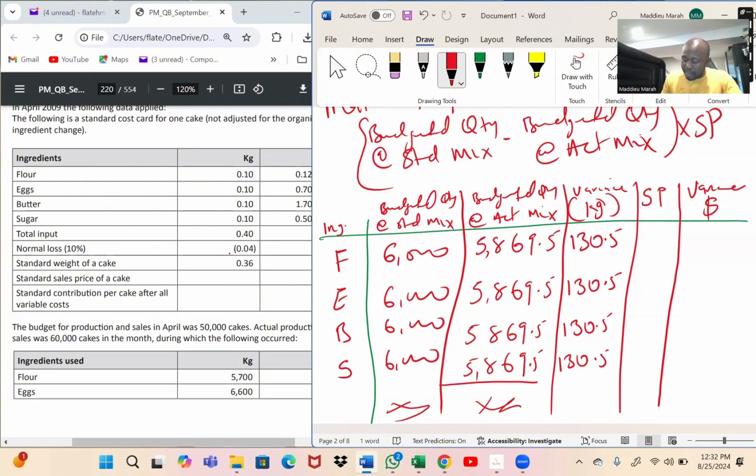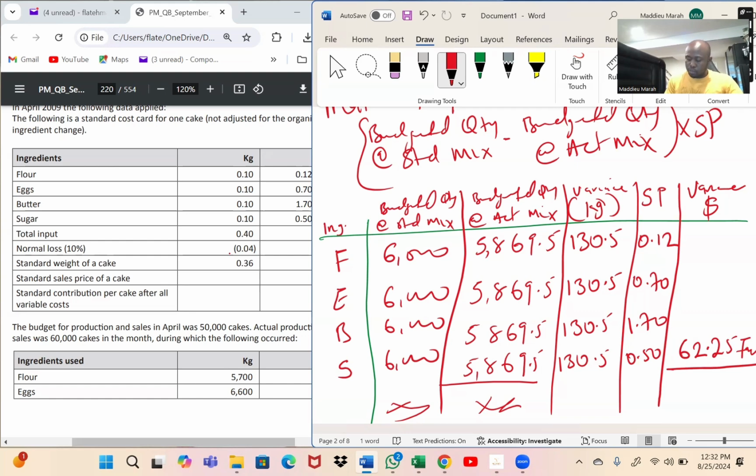Now my standard prices: I have 0.12, 0.70, 1.70, and 0.50. We multiply the variance in kg by the standard price. So multiply by 0.5, for this one I have 62.25. What will this variance be? We budgeted 6,000 and our actual is 5,869.5, so this will be favorable.